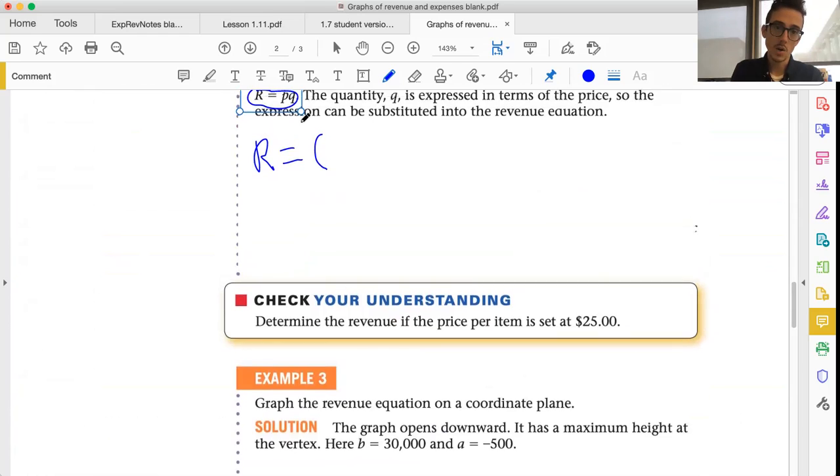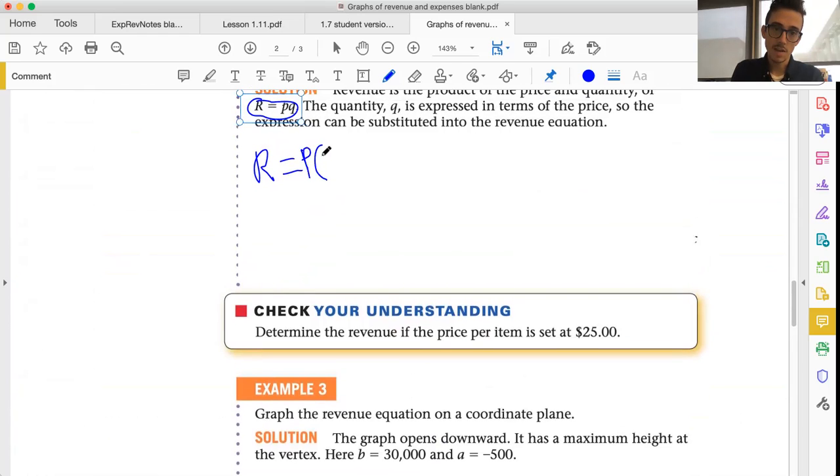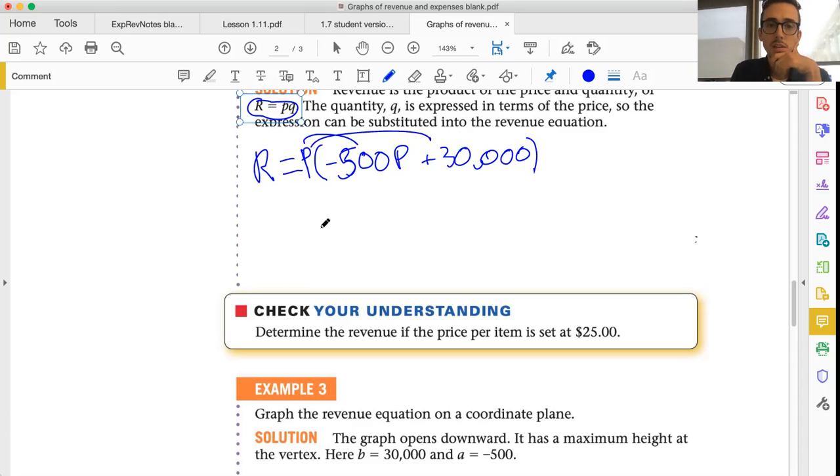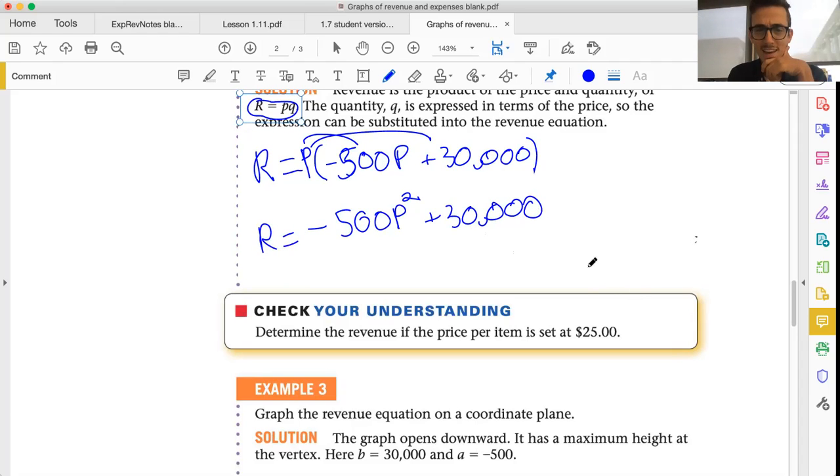So in here, I know that Q can be rewritten, but I have P on the outside. So this is negative 500P plus 30,000. And then what can I do with my variable of P? Hopefully you're saying distribute it. Let's be then negative 500 P squared plus 30,000. Time to go to your next class, just kidding. And so this is now something we could map out. Can we do that? Yeah, we can.